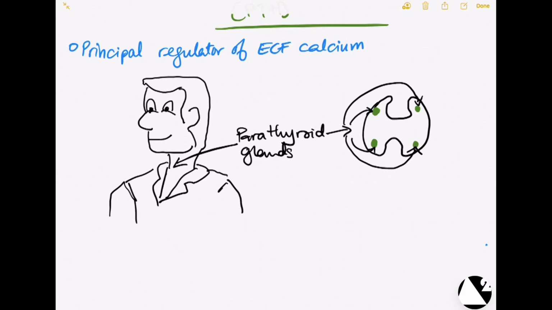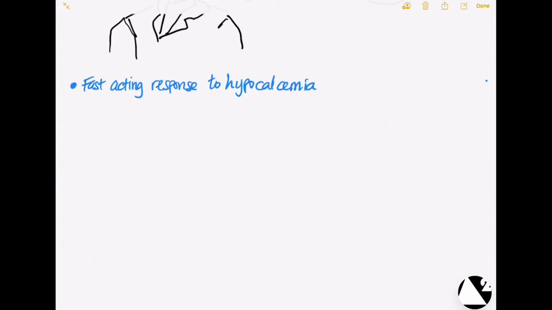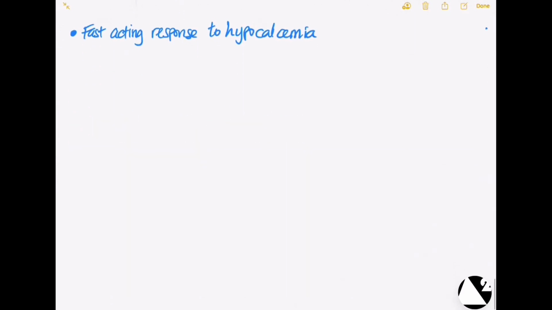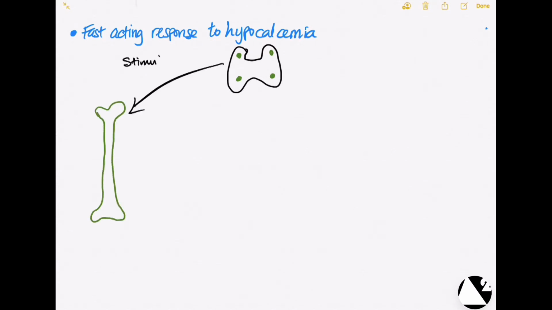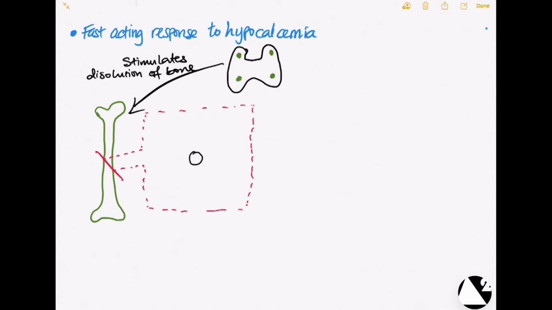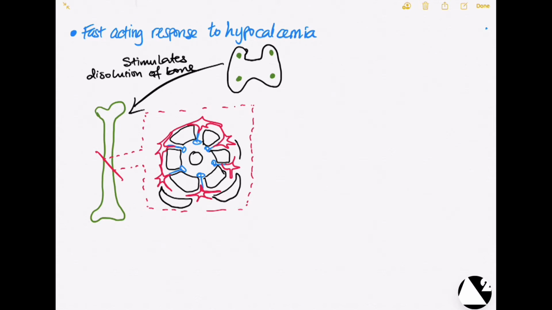The parathyroid hormone is essential for life as it produces a fast-acting response to hypocalcemia. It does this by promoting transfer of calcium ions from the bone fluid into plasma, and this is particularly life-saving. However, in chronic hypocalcemia, the parathyroid hormone stimulates dissolution of bone. To fully understand how this happens, we need to appreciate the structure of bone tissue at a cellular level.